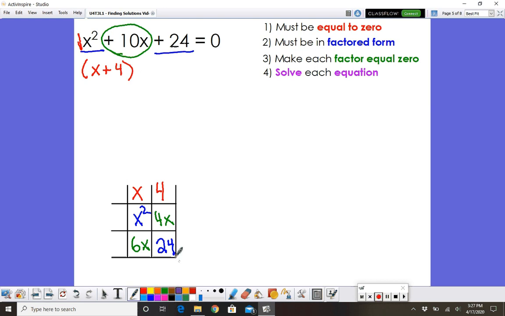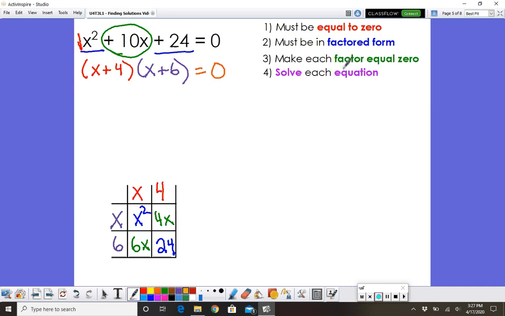Now we're also going to figure out what factors go here. This time we're not looking for our GCF. We're just looking for what factor we need with the top to give us this product. So x times x gives us x squared. X times 4 gives us 4x here. Here I have a 6x, so I know this has to be 6, because 6 times x will give me 6x. So this is my second factor. So my factored form of this equation is going to be x plus 4 times x plus 6. And remember, all that equals 0.